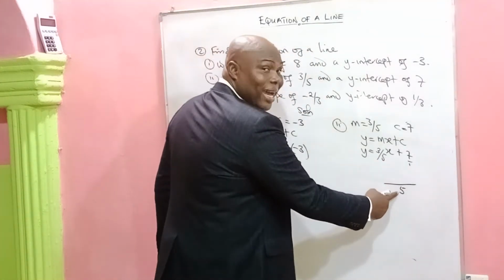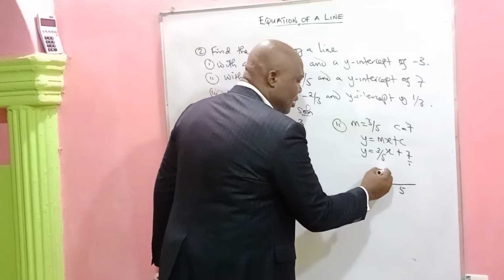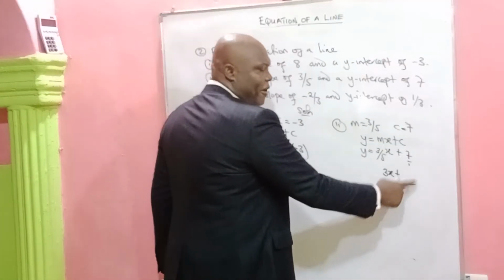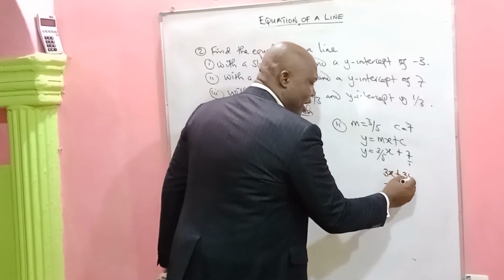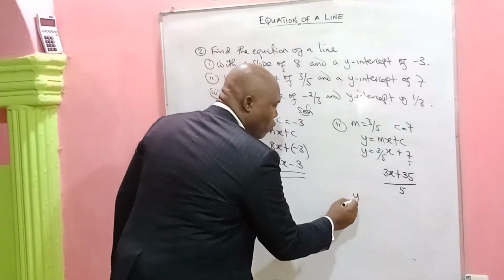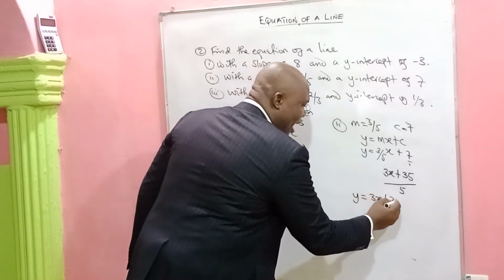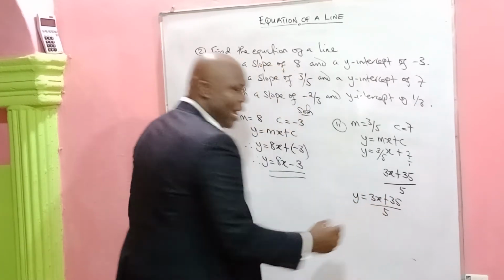5 goes into 5, that's 1. 1 times 3 will give us 3x. Plus, 1 goes into 5, that's 5. 5 times 7 is 35. So which means we are going to have y is equal to 3x plus 35 divided by 5.